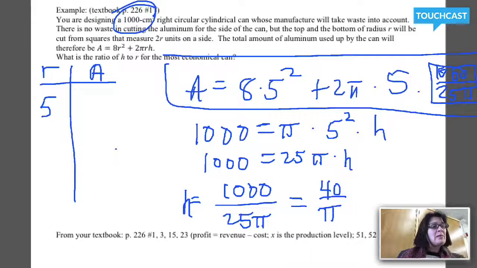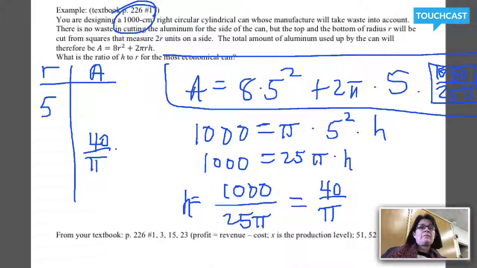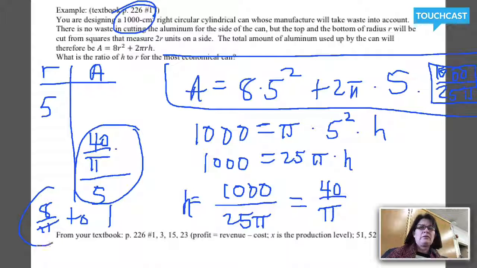If you're checking in the back of the book, you'd like to get the answer that matches. They've asked us to write a ratio of h to r. So a ratio is a big fraction, right? So h is 40 over pi, and r we said was 5. That simplifies to 8 over pi, or I think the back of the book actually writes it out as a ratio with the words 8 over pi to 1. I'm totally happy with the answer 8 over pi. The back of the book writes it out as 8 over pi to 1.